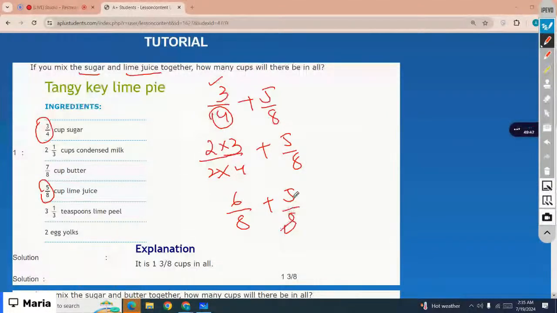They now have like denominators. Simply add their numerators. So 6 plus 5 is 11 over 8. You can divide 11 by 8. 8 times 1 is 8. 11 minus 8 is 3. That is 1 whole 3 over 8. If you have any questions, please ask.